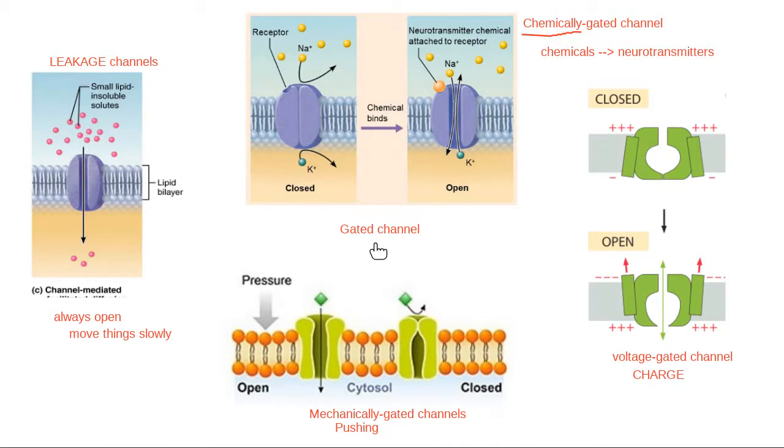Then we've got these gated channels here. When you open up a gated channel, think about that like turning on a fire hose. Stuff is going to go really fast when you turn on that hose, when you open that gate. Maybe we use a chemical to open that gate. Maybe we use a charge to open that gate. Maybe we push things open. Whenever I open these gated channels, stuff moves fast.